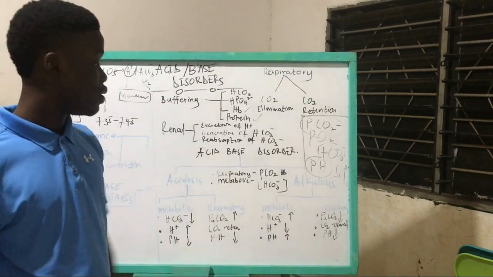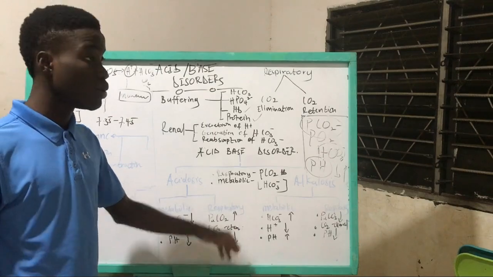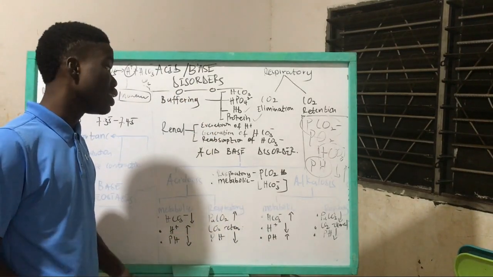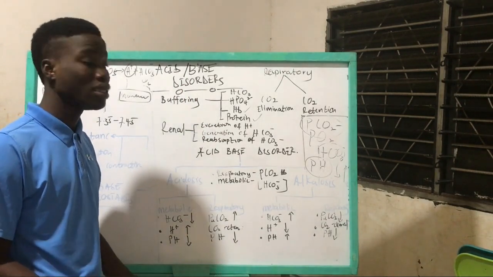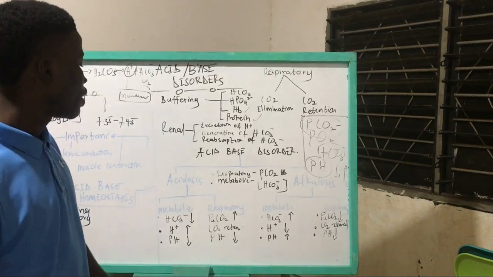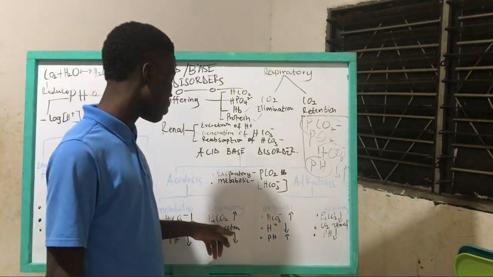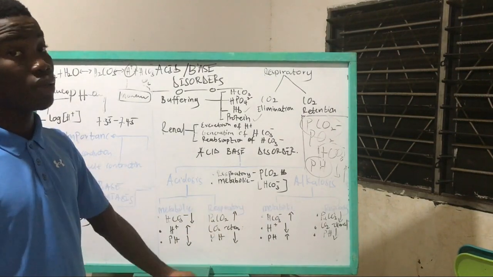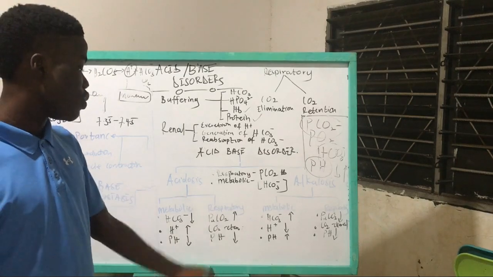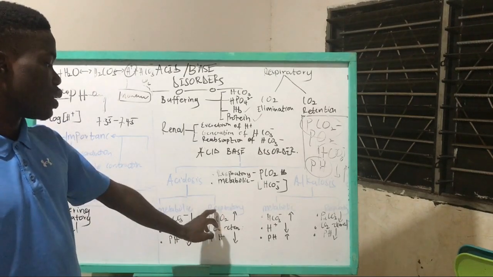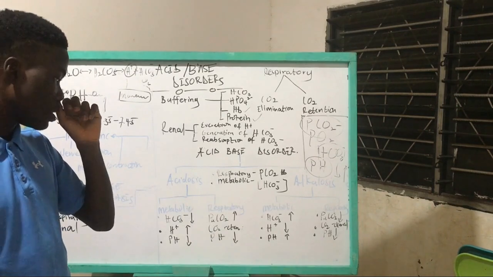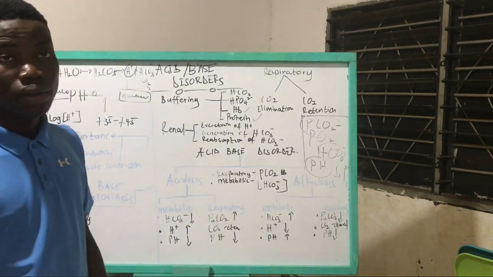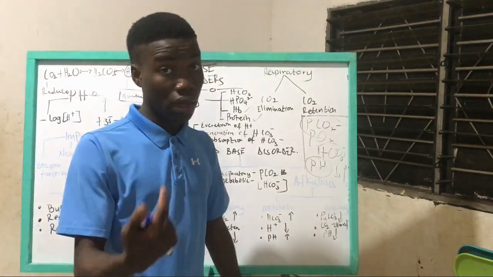If it is respiratory, the partial pressure of carbon dioxide will increase. Once there is excess carbon dioxide, you know that it leads to excess acidity, and there is carbon dioxide retention too. So once there is carbon dioxide retention, there is a drop in pH. That's how you're going to know it's respiratory acidosis.